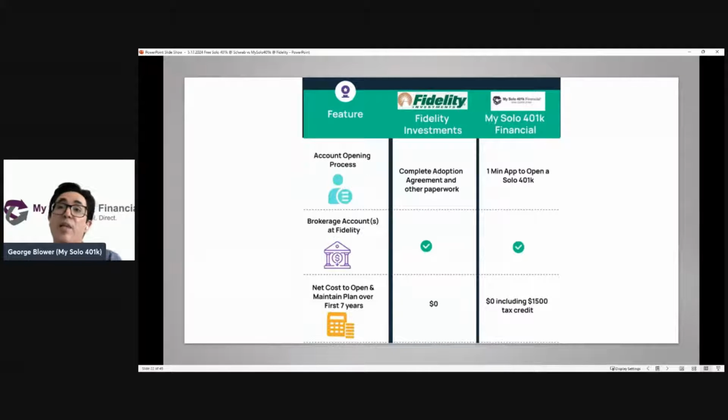So you can have the plan with us, but still have your accounts, your investments at Fidelity. And again, Fidelity doesn't charge anything to open up these accounts for our plan, for our customers. There's no account opening fee, no maintenance fee. There's even free online trading. So the cost. Fidelity doesn't charge anything to open up their self-employed 401k plan.